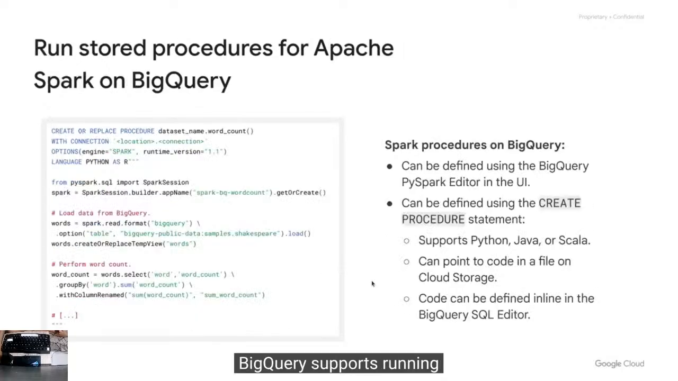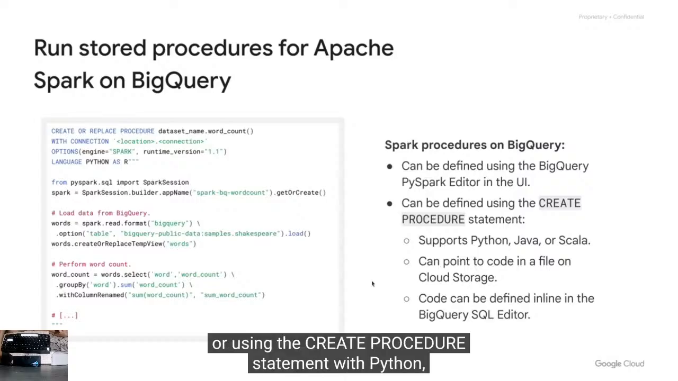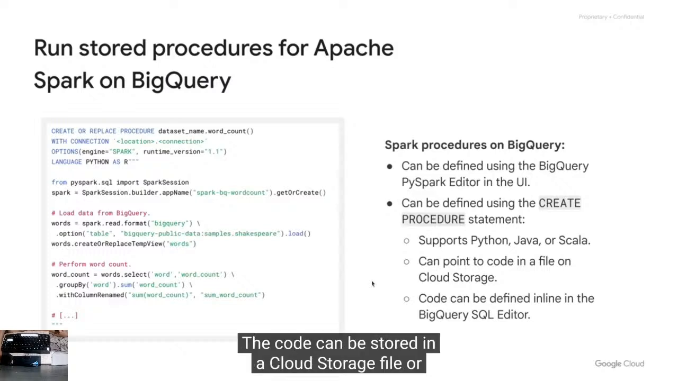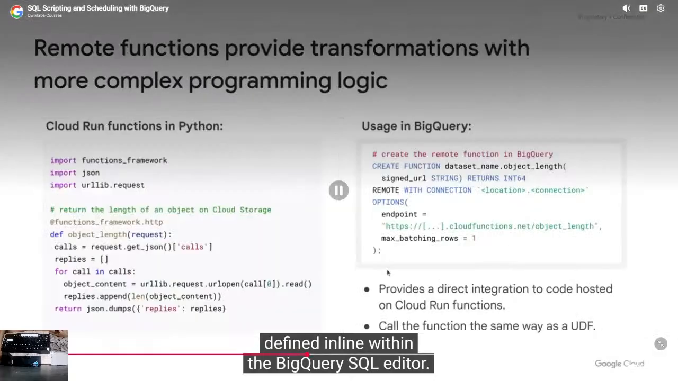BigQuery supports running stored procedures for Apache Spark. Apache Spark stored procedures on BigQuery can be defined in the BigQuery PySpark editor or using the create procedure statement with Python, Java, or Scala code. The code can be stored in a cloud storage file or defined inline within the BigQuery SQL editor.